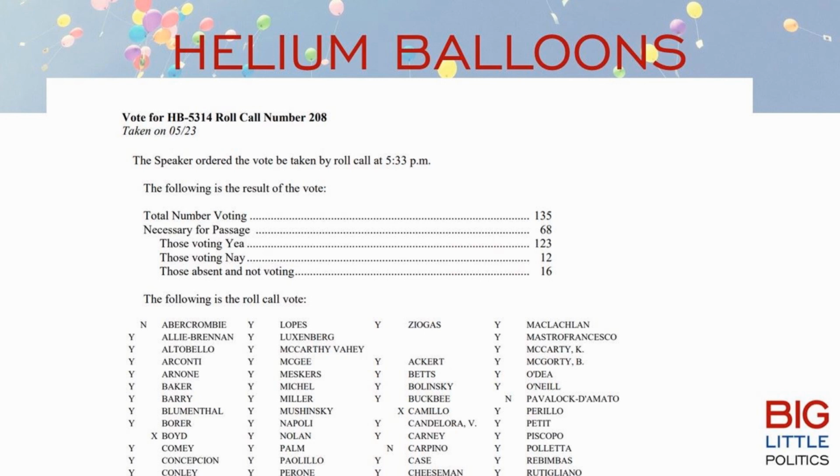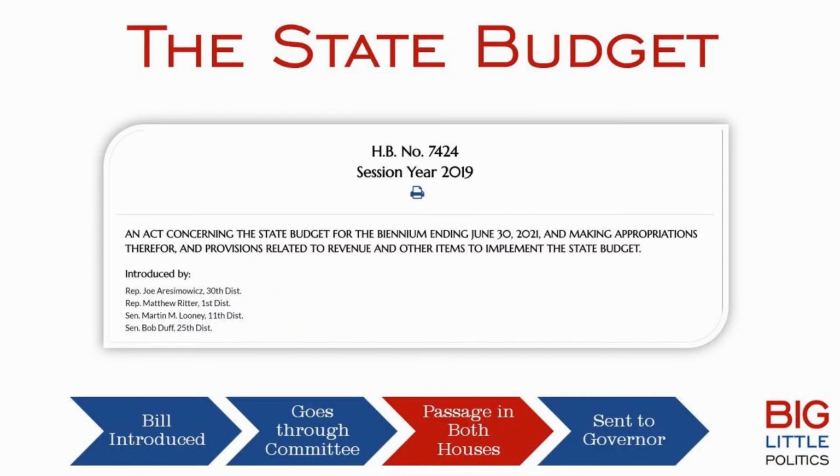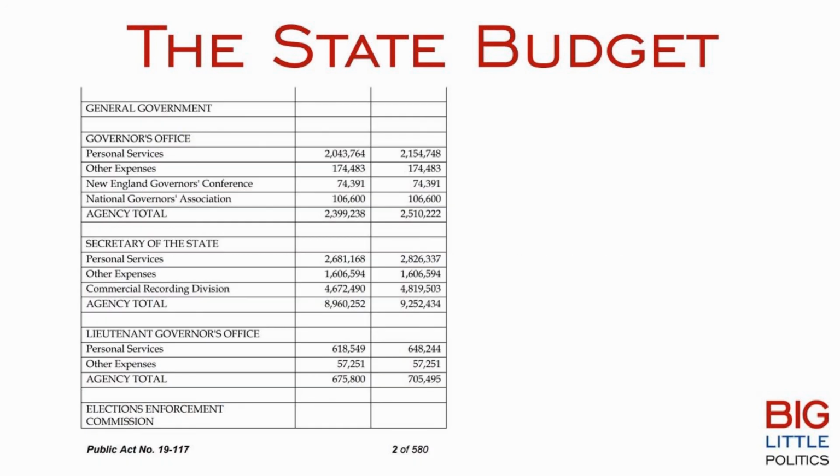And we can see how rare that is by comparing it to a case that never passes that easily, and that is the state budget, which also begins as a bill. You can see this is last year's budget. It was introduced by, if you notice these four names and you have a good memory, those are the Democrat leaders from both the House and the Senate. So this is the budget that was proposed by the Democrats.